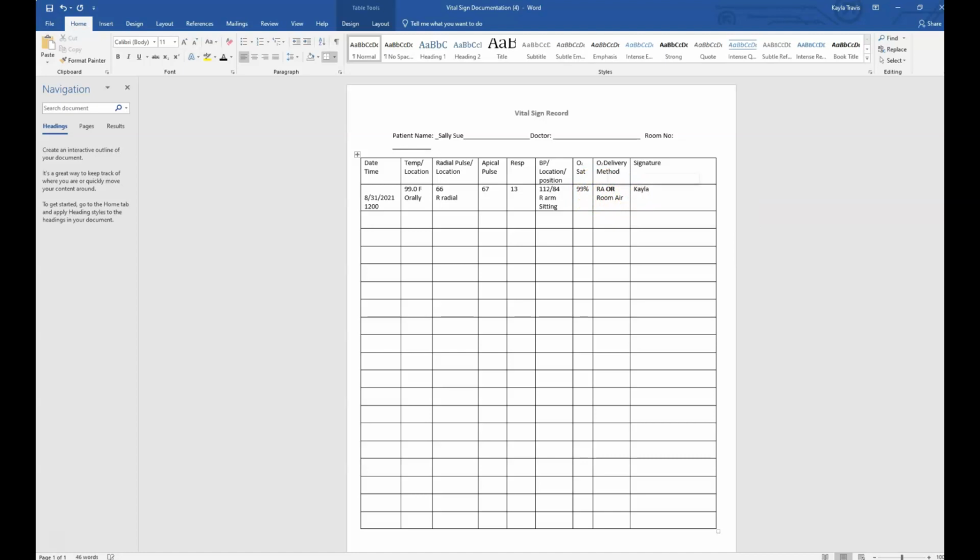So in my case, I'm Kayla Travis, and I'm going to pretend I'm a student. So my credentials is BSNS, Bachelor's of Science for Nursing Student. So this is how I would type my vitals and document them. They should not take you very long to do.